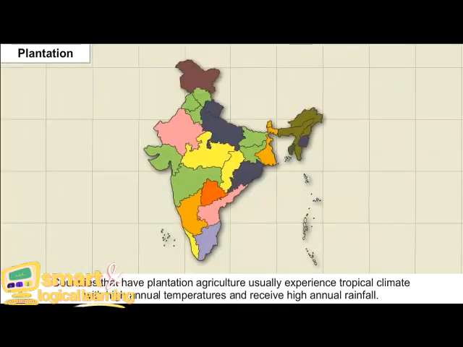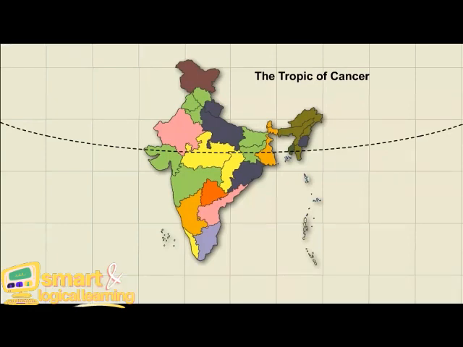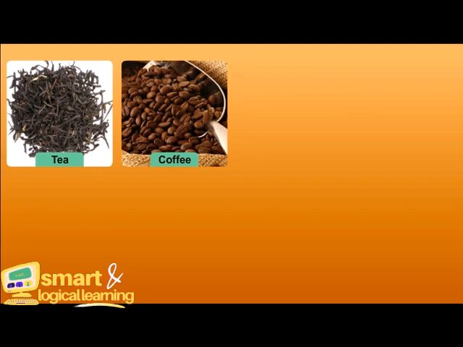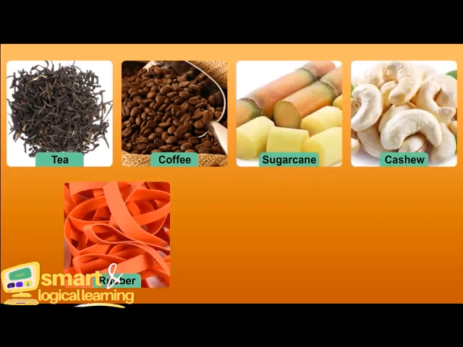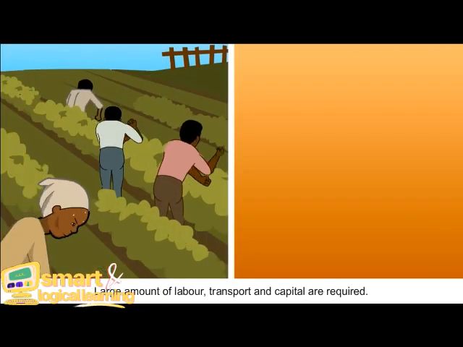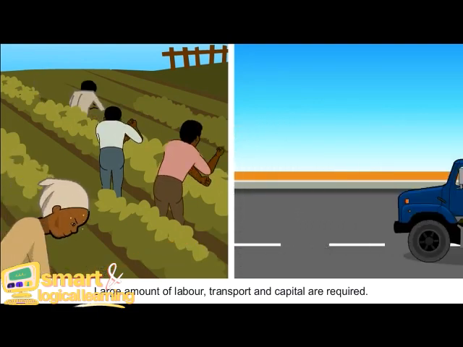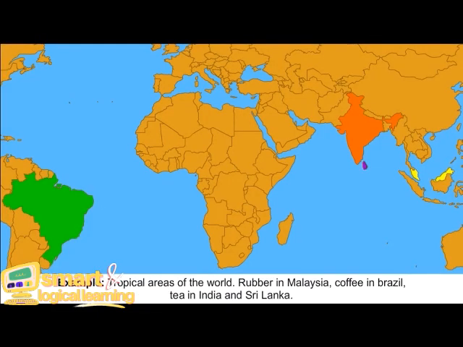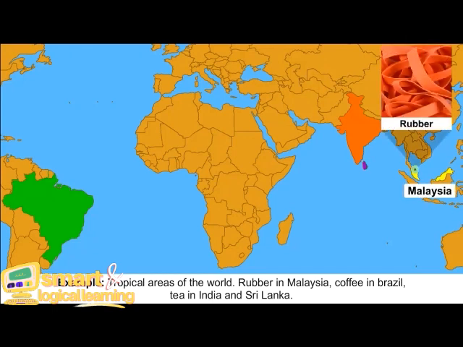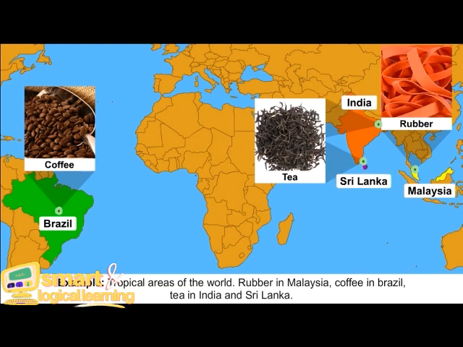Countries that have plantation agriculture usually experience tropical climate with high annual temperatures and receive high annual rainfall. Example: tea, coffee, sugarcane, cashew, rubber, banana or cotton are grown. Large amount of labor, transport and capital are required. Example: tropical areas of the world, rubber in Malaysia, coffee in Brazil, tea in India and Sri Lanka.